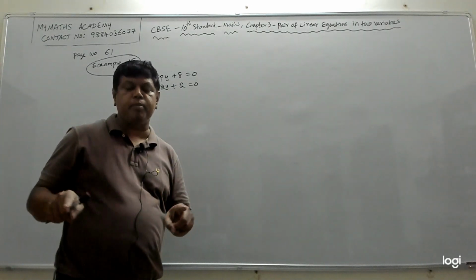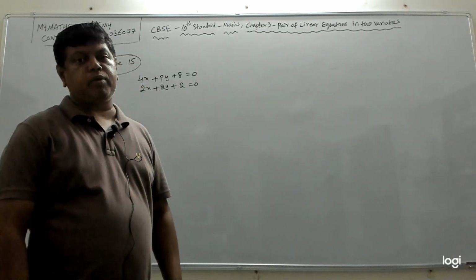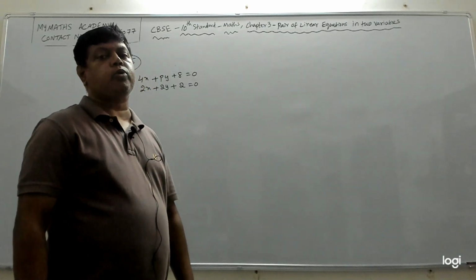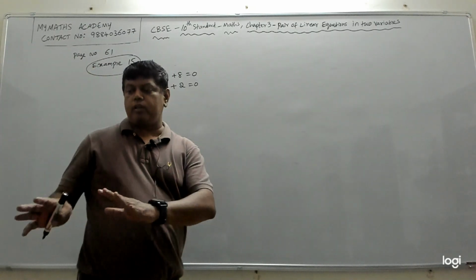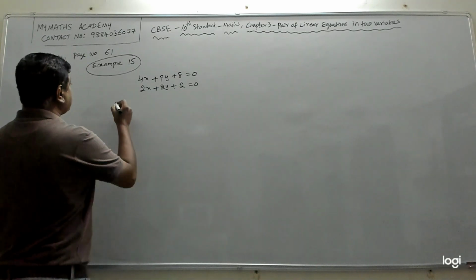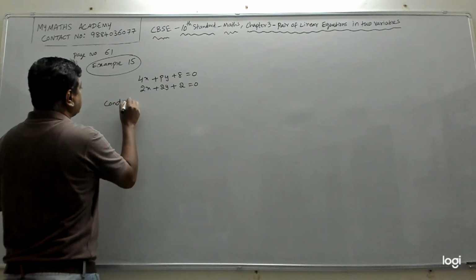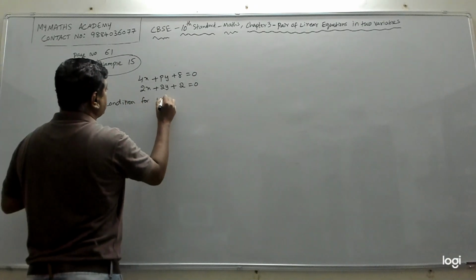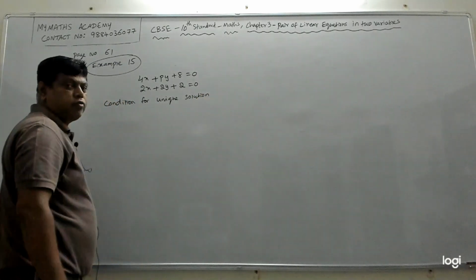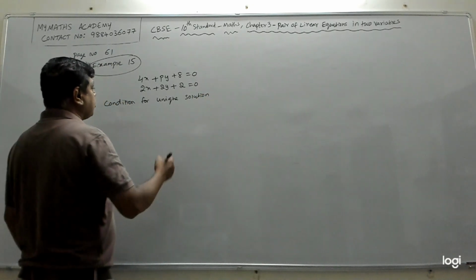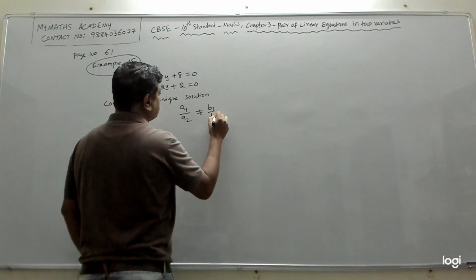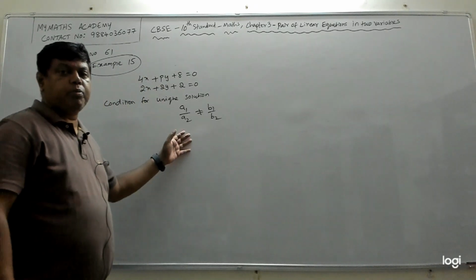Hope you all are looking at Table 3.4 on page number 46 in your textbook. And for no solution, the condition is a1 by a2 equal to b1 by b2 not equal to c1 by c2. Now this question talks about unique solution. So the condition for unique solution, as per Table 3.4, is a1 by a2 should not be equal to b1 by b2.